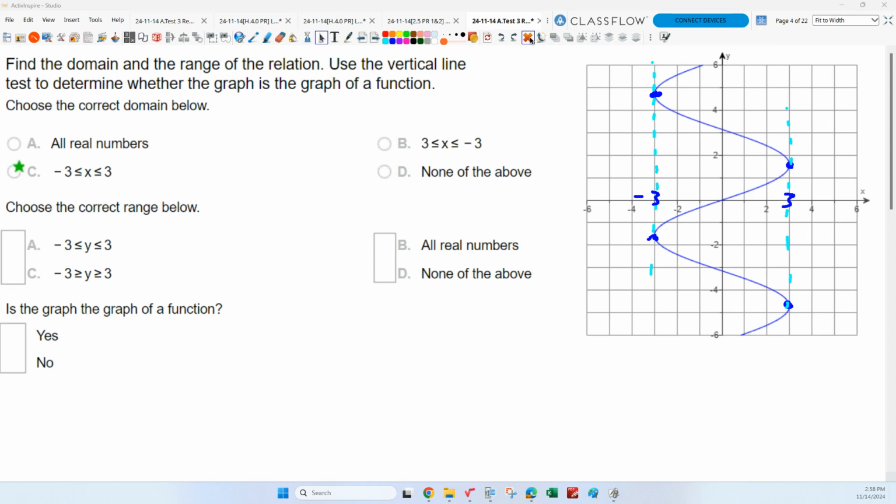How about the range? All reals, yeah. Right? How come? Because the graph just goes forever up and down, doesn't it? Yep. Okay.